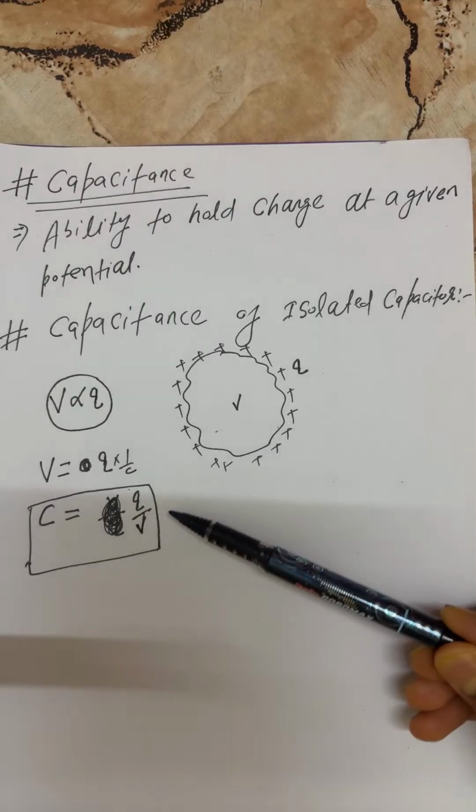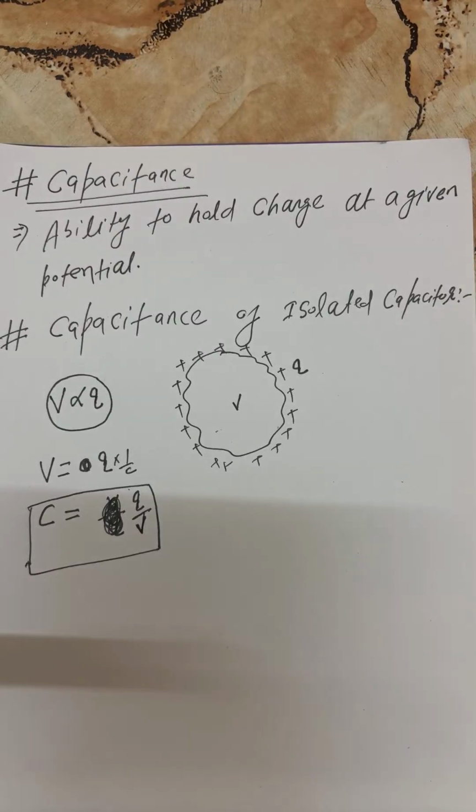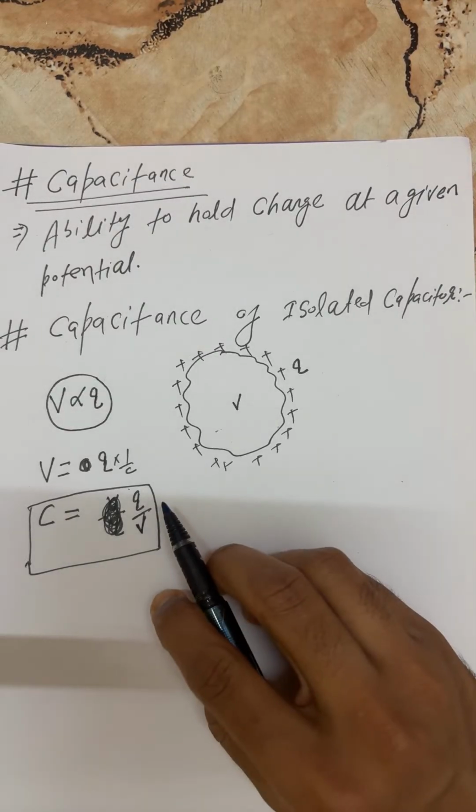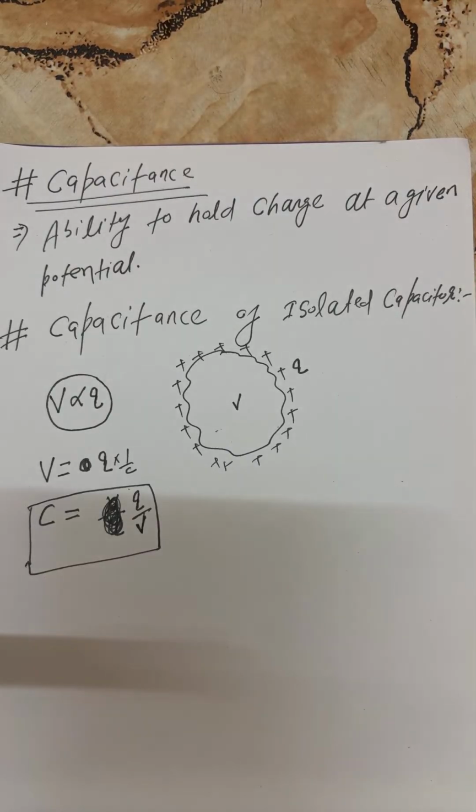Does C depend on Q or on V? What is your answer? Anyone from all of you? Okay, C is what? Q by V. Yes, no, sir, it's independent. Correct, student. C literally looks like C equals Q by V. It's right, but my kids, C never depends on charge, and C never depends on potential.